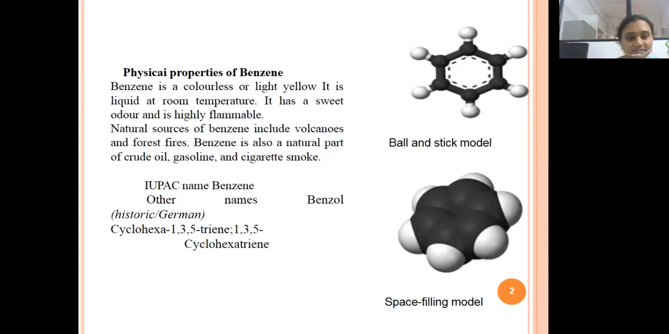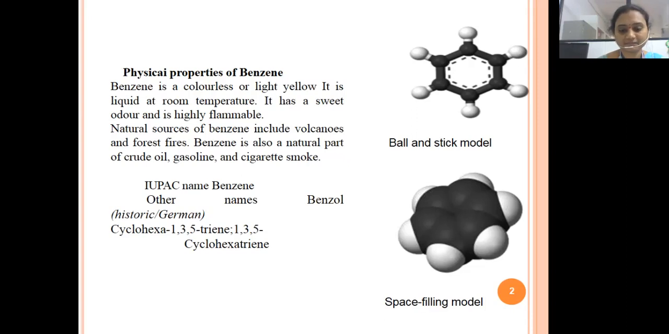Other natural sources of benzene include volcanoes and forest fires. It is also a natural part of crude oil, gasoline, and cigarette smoke, because all of those contain carbon.